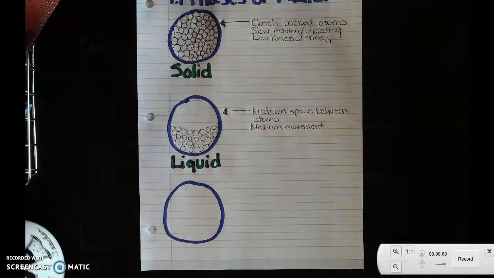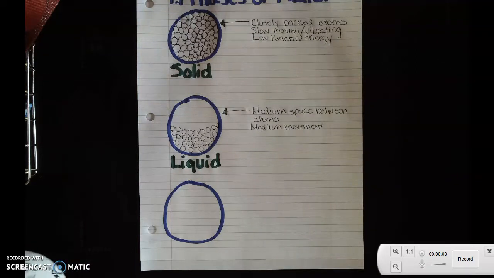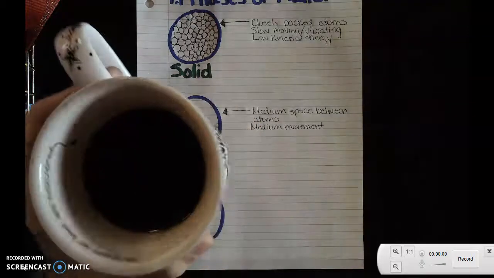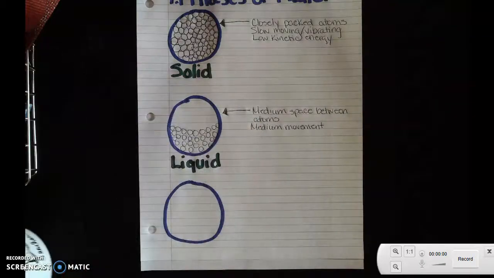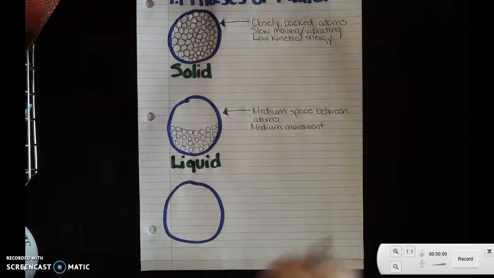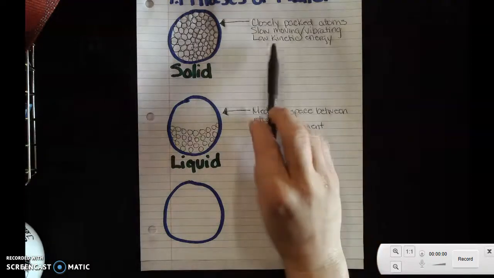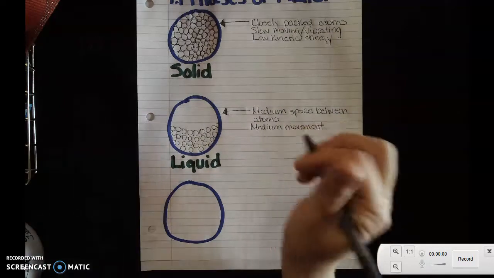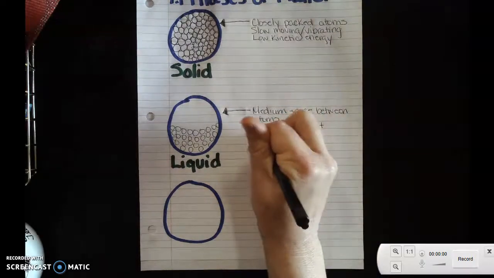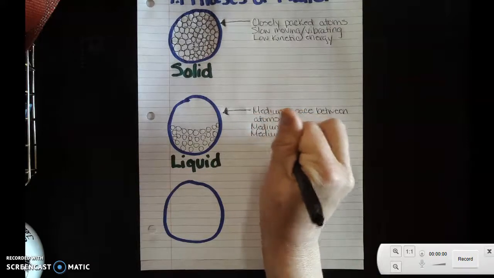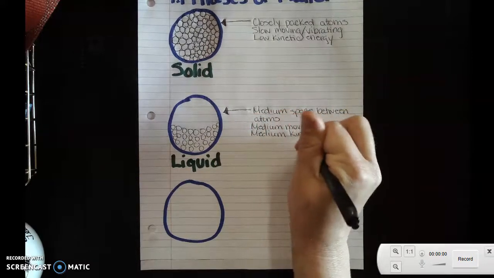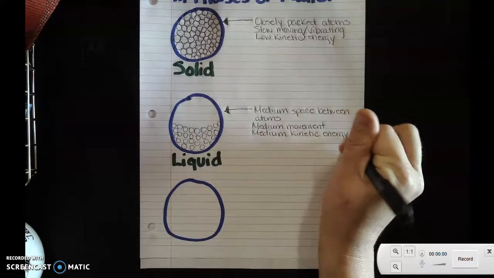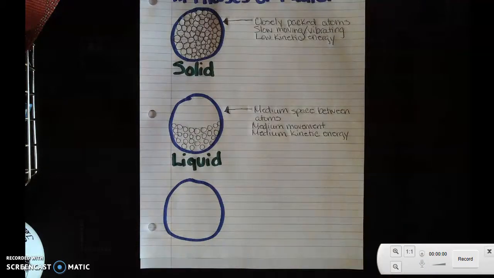So again, just like a bottle of water, just like a cup of tea, coffee, juice, soda, whatever you have around, you can see it moves around, but it kind of sticks together. And then we want to, again, talk about how much kinetic energy. It has medium movement, it has medium kinetic energy. And again, kinetic energy is the energy of motion.